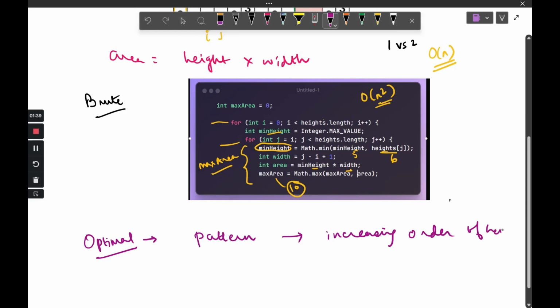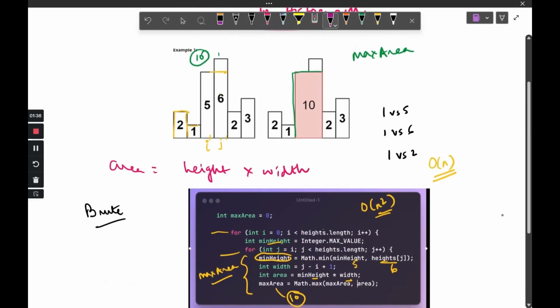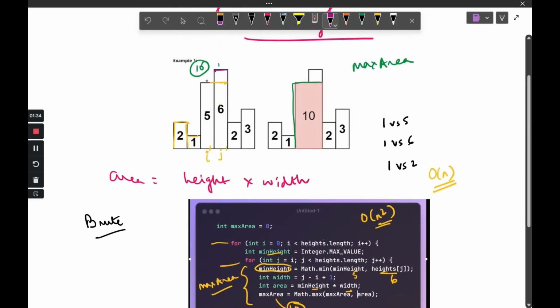What do I mean by that? If you again see this 1, 5, 6, I'll repeat, 1, 5, 6. This is the increasing order of bars: 1, then 5, then 6. When this is the pattern, the area is getting calculated very easily. I know that 1 can extend to 5 also, it can extend to 6 also.